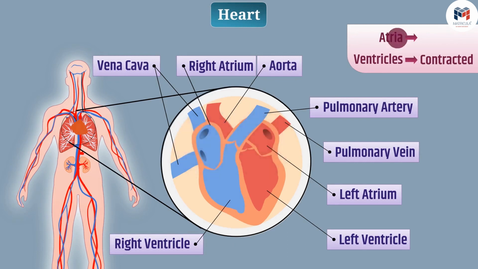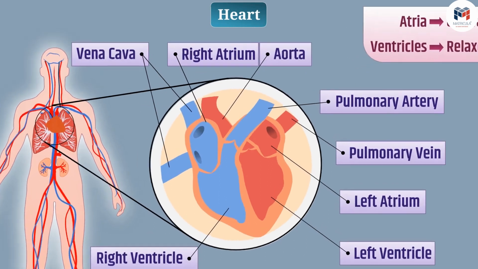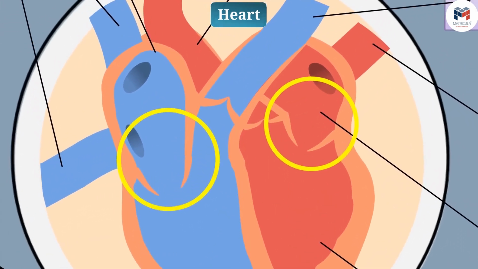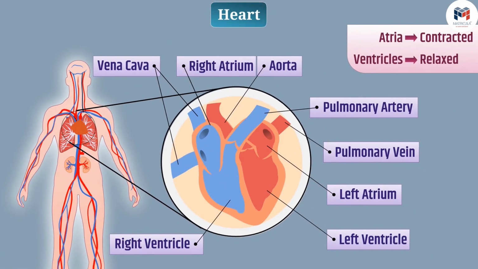When both atria get contracted and both ventricles get relaxed, then the valve between the atrium and the ventricle opens. The oxygenated blood gets transferred from the left atrium to the left ventricle and the deoxygenated blood gets transferred from right atrium to right ventricle. The ventricle pumps the blood throughout the body. So, the muscular wall of the ventricle is thicker than the wall of the atrium.